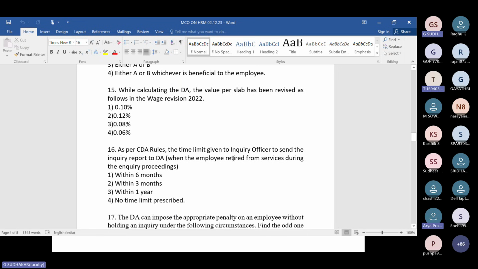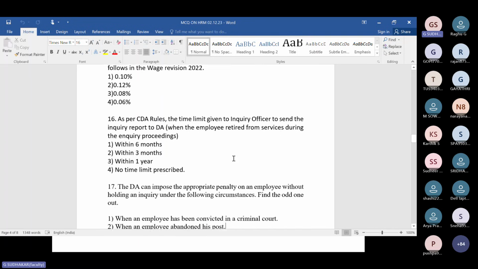15. Very simple. Scale 1 to 2. 3.08%. Correct. Good. Okay, 16. There is a time limit in the CDA rules. It is 3 months. Correct. Good. The inquiry officer has to send the report to the disciplinary authority within 3 months.